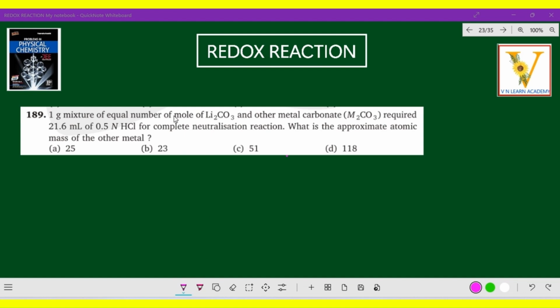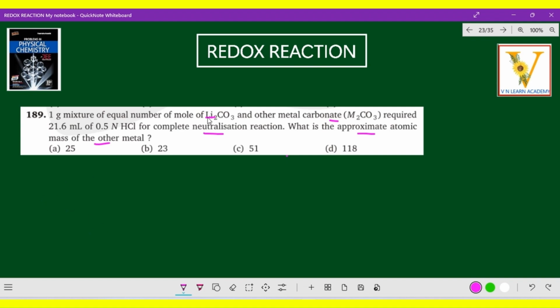That means here 1 mole means there also 1 mole. Equal number of moles of lithium carbonate and the other metal carbonate. The other metal carbonate they did not mention. The required volume is 21.6 mL and normality 0.5 N HCl for complete acid-base neutralization. So what is the approximate atomic mass of the other metal? This is a metal carbonate, and they are asking about the other metal. This is going around the neck only, but it is actually easy to identify. Let us check how to go for it.